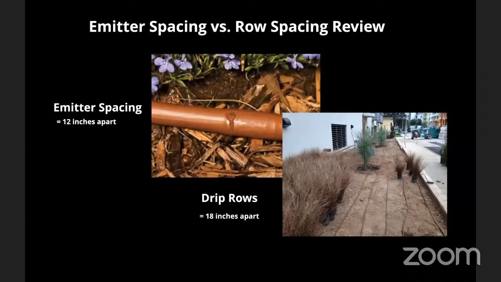And so remember, the things that we talk about: emitter spacing is the spacing in between the individual emitters already embedded down the line. Row spacing is the spacing in between the lines. So like we've been talking about, common 12-inch emitter spacing, 18-inch row spacing.